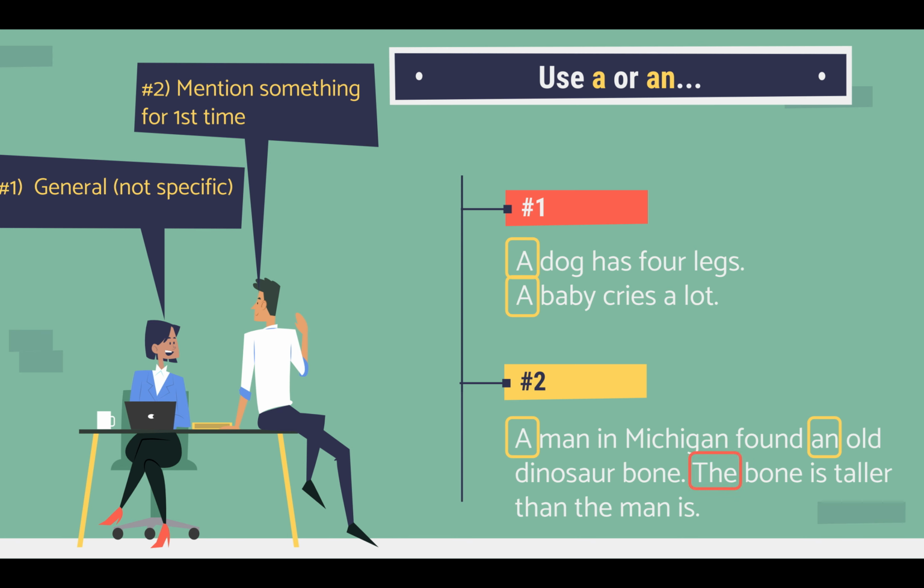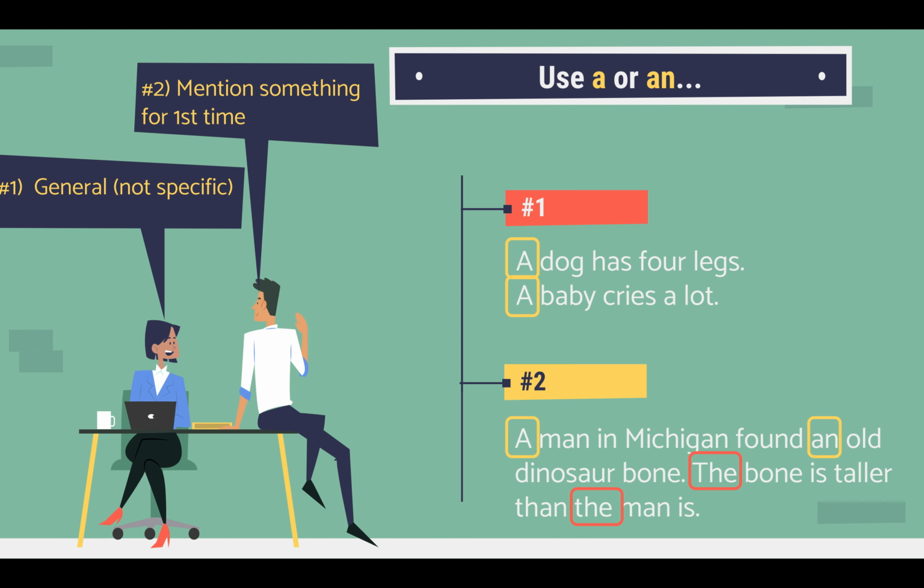The bone is taller than the man is. We use the here because we already knew which bone we're talking about. And we already know which man we're talking about, so it's clear. So the first time we use a or an, the second and third and fourth time we can use the because we all know which one we're talking about.